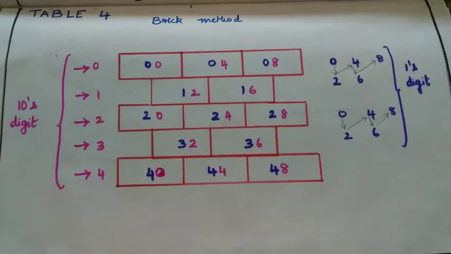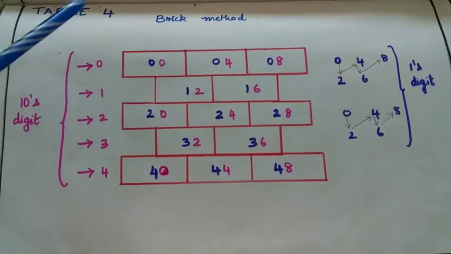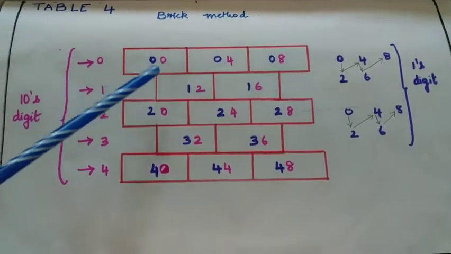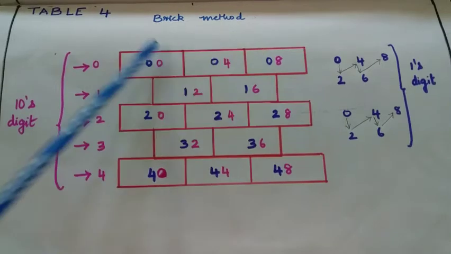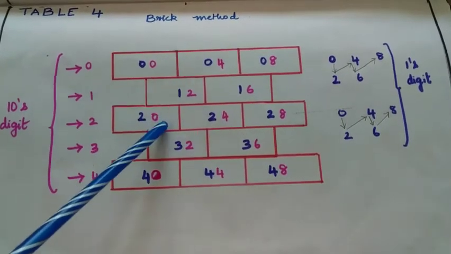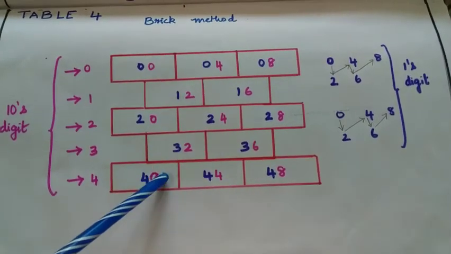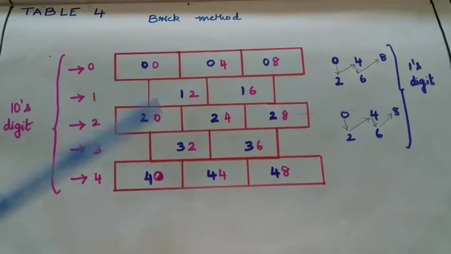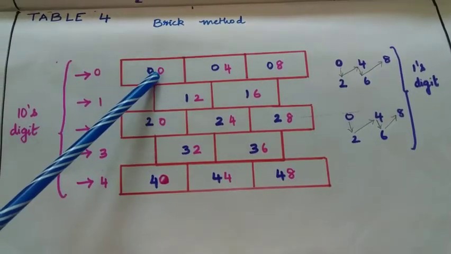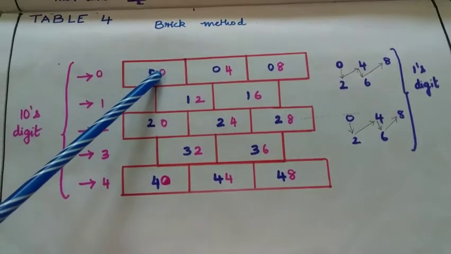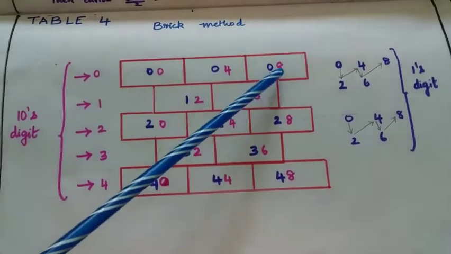There is one more universal trick which can be used to write table 4 sequentially, which is the brick method, where you draw 3 bricks in the first row, 2 in the second, 3 in the third, 2 in the fourth and 3 in the fifth. You write by skip counting in 2s starting from this first block. You write 0 here, 2 here, 4, 6 and 8.